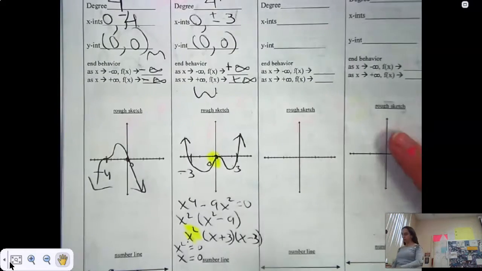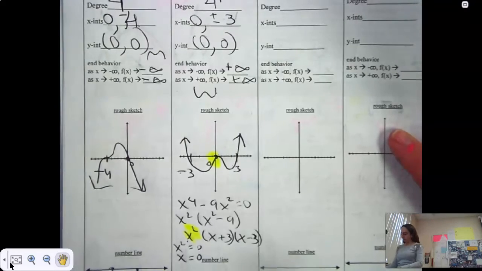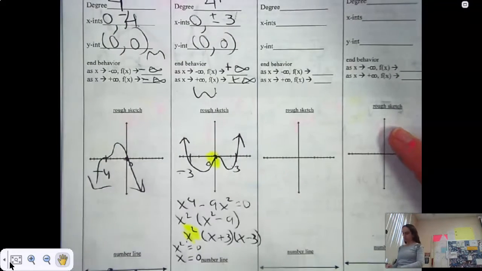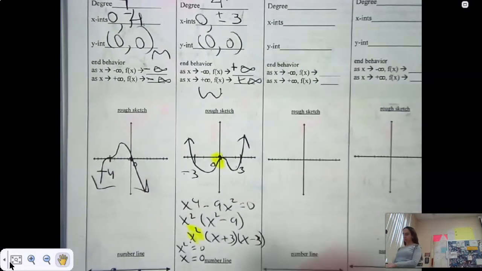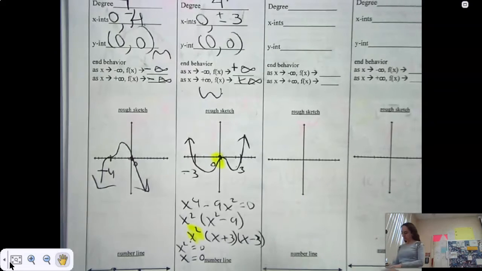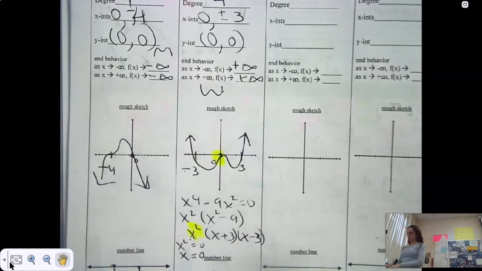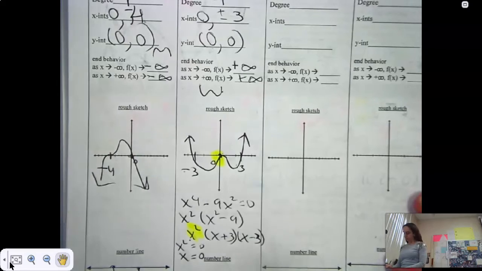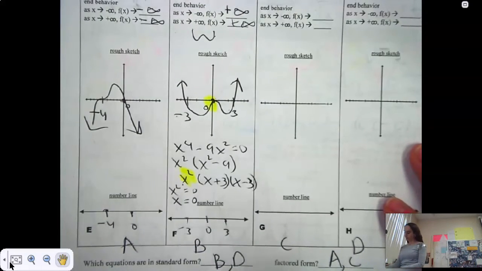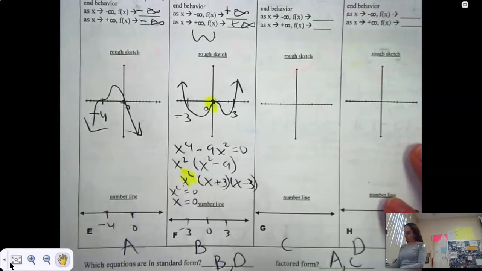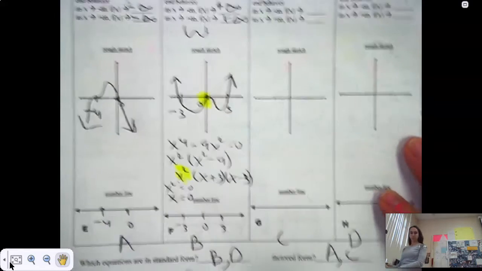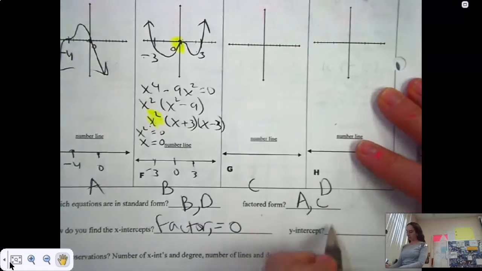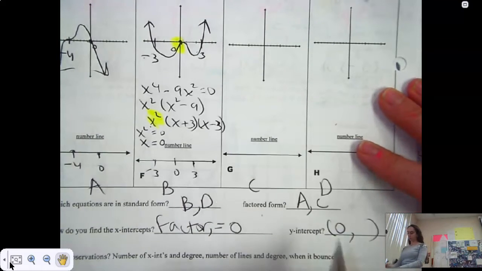Okay, which equations are in standard form? If I call this A, this B, this C, this D, standard form is letter B and letter D. Factored form are A and C because they're factored for you. How can you find the x-intercept? You factor it, and then you set it equal to 0. Sorry, you can't see that. How do you find the y-intercept? You plug in 0.